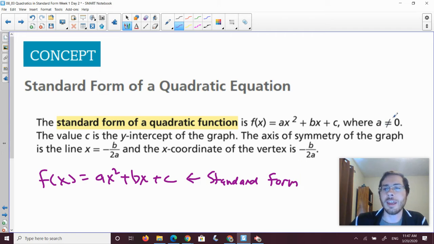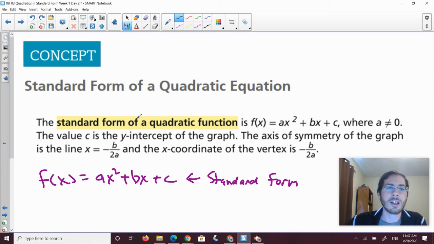Now it does tell us that a can't be 0, because if a was 0, if we got rid of this, we would just end up with bx plus c, and that would just be a line that looks like mx plus b, just with different letters. Instead of m and b, it's got b and c. So if we got rid of those, we would end up with just a linear graph. That's why we have to have a not be 0. It tells us again, c is the y-intercept of the graph. We learned that from example 1.